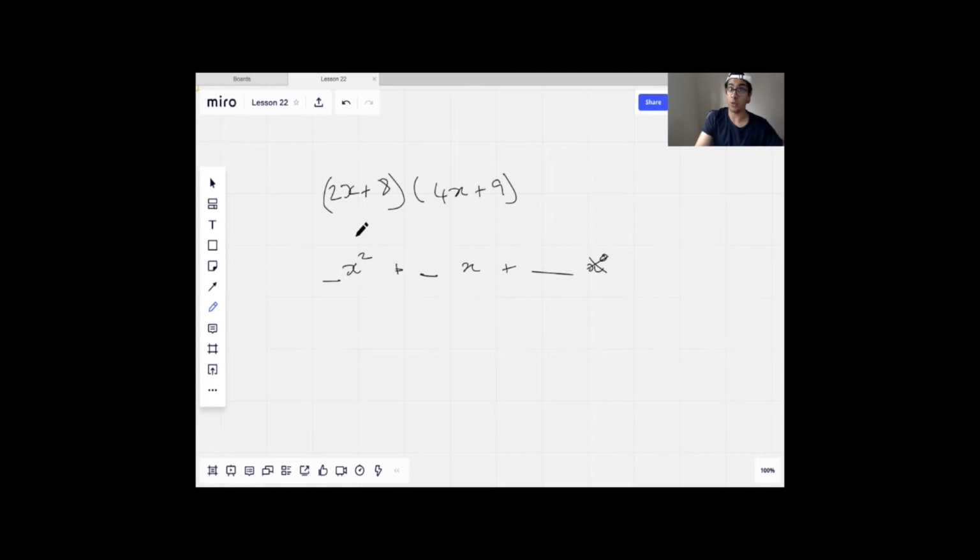We know the coefficient for x squared will come from the coefficient of this x times by the coefficient of this x, which is 8. We know the coefficient of this x term will come from, if we do, okay, so I didn't really think this example through. Oh my days.